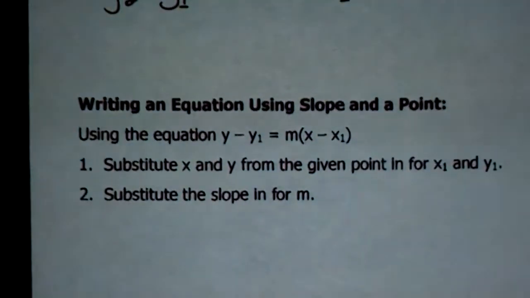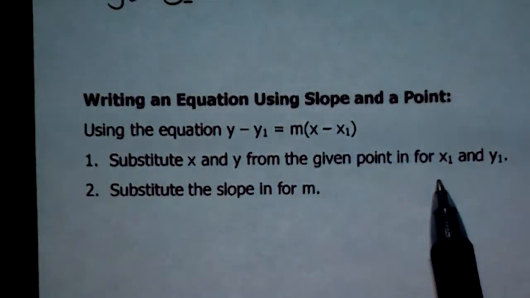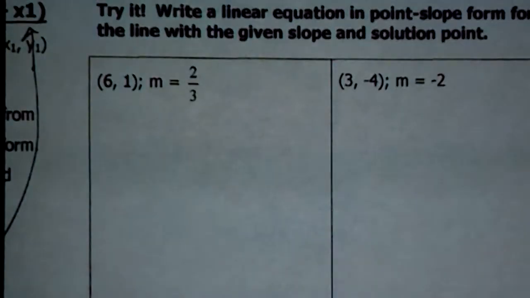So first, I want us to be able to write equations using slope and a point in this form. All you need to do is substitute x and y from the given point for x1 and y1, and plug in the slope for the m, and then you're done. It's really that easy. So let's try a few. Try it, you might like it.